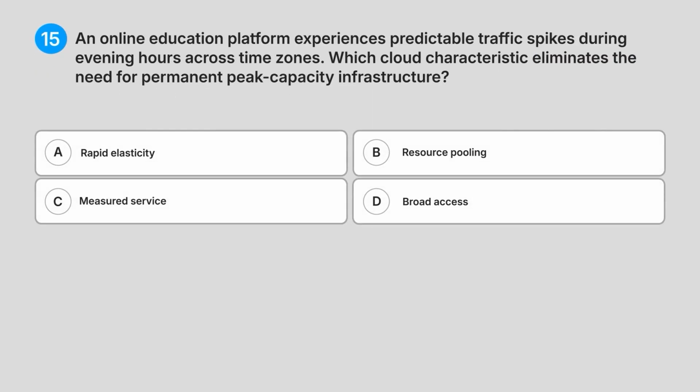15. An online education platform experiences predictable traffic spikes during evening hours across time zones. Which cloud characteristic eliminates the need for permanent peak capacity infrastructure? A. Rapid elasticity. B. Resource pooling. C. Measured service. D. Broad access.